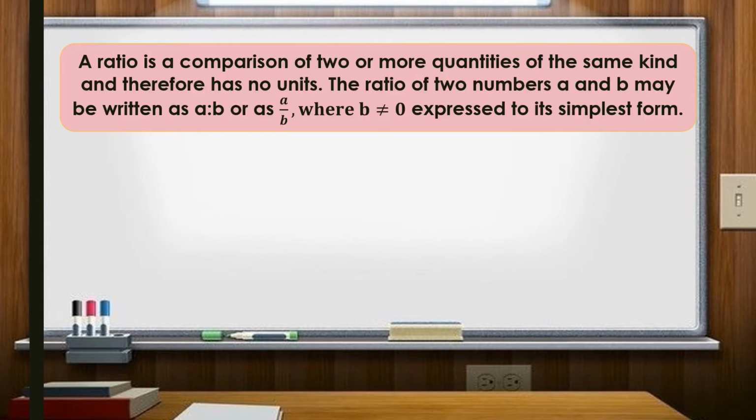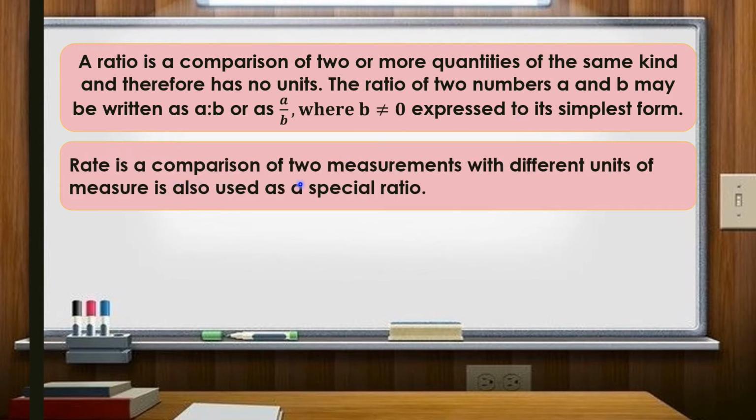A ratio is a comparison of two or more quantities of the same kind and therefore has no units. The ratio of two numbers A and B may be written as A is to B, or A:B, or A over B, where B is not equal to 0, expressed in its simplest form. Remember, always in simplest form.